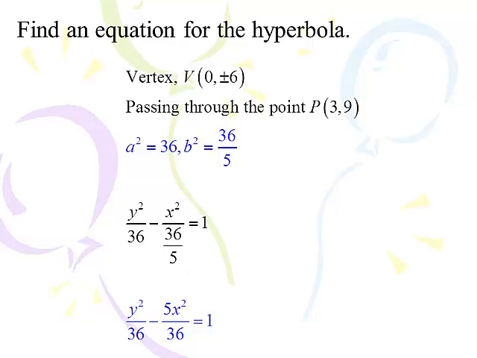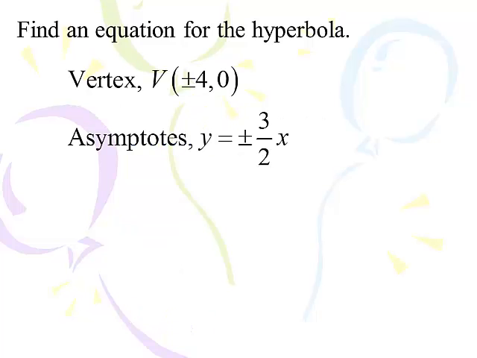Let's do some more. Here we're giving you the vertices and the equation of the asymptote. So we're giving you A, which is 4, so A squared is 16. And the vertices are on the x-axis, which tells me x squared is going to come first, and the 16 is going to go underneath there. And then I've got to figure out if that 3 over 2 is A over B or B over A. And I think I know how to figure that out.